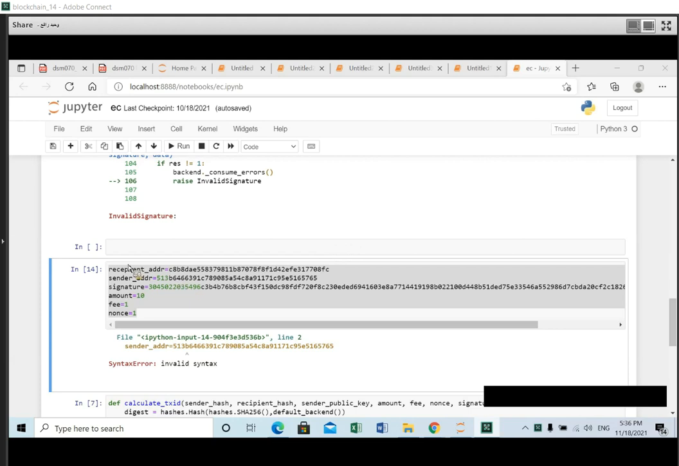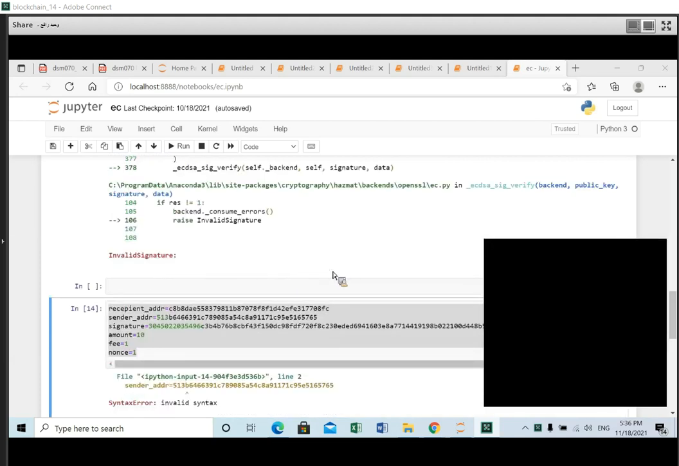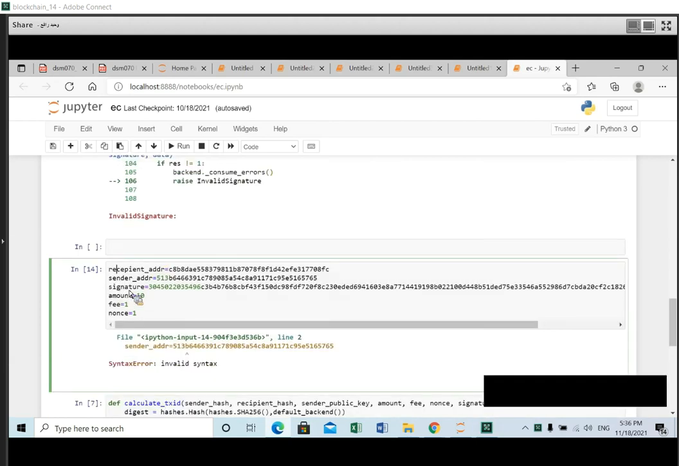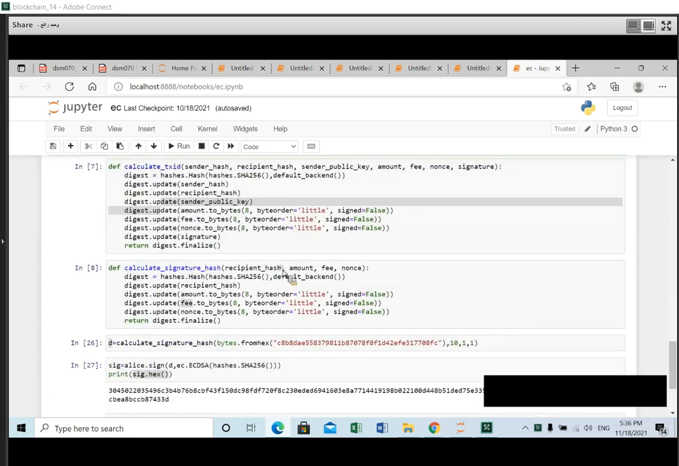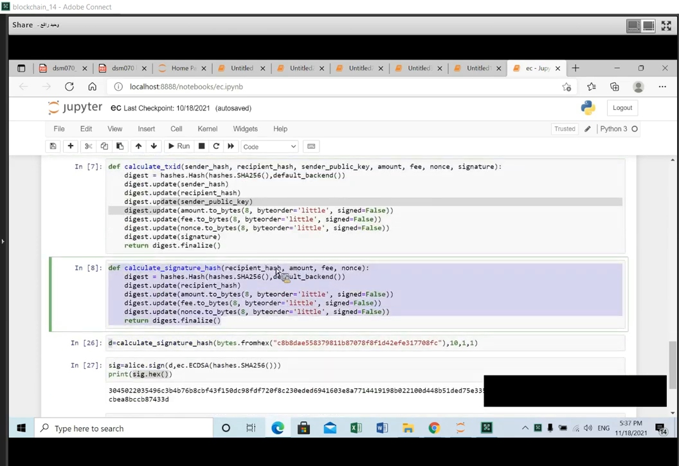Suppose that this is the transaction of Alice. This is the recipient address. This is the sender address. This is the signature. How does Alice calculate the signature? Here, I have a function that at first creates the hash of these fields: recipient address, amount.